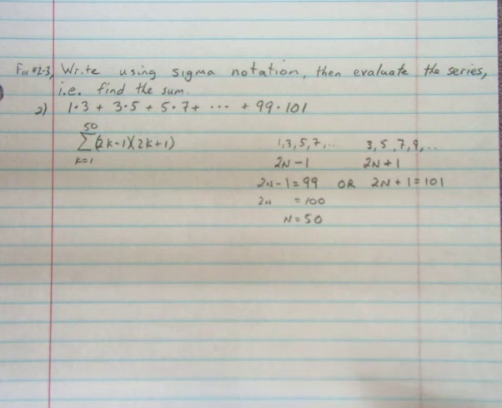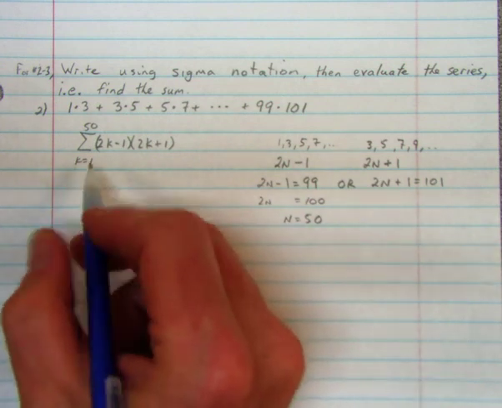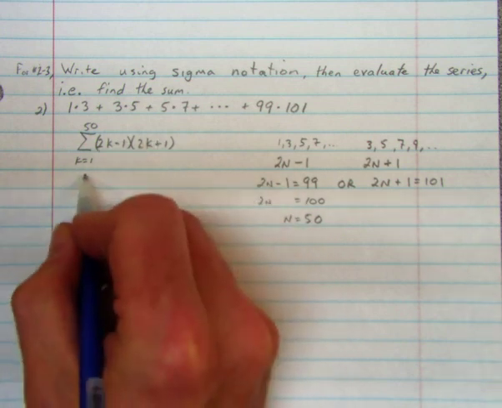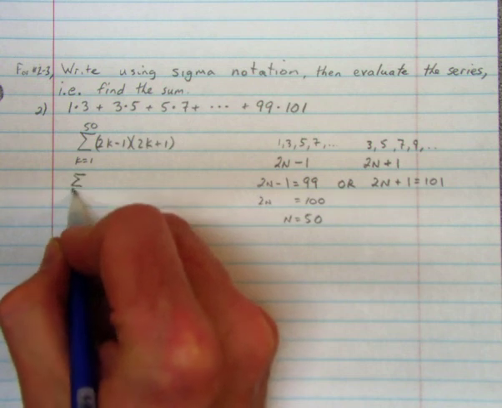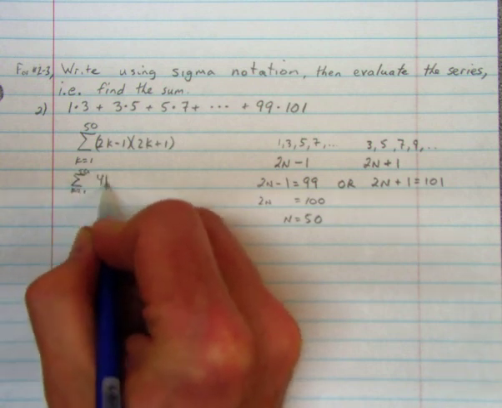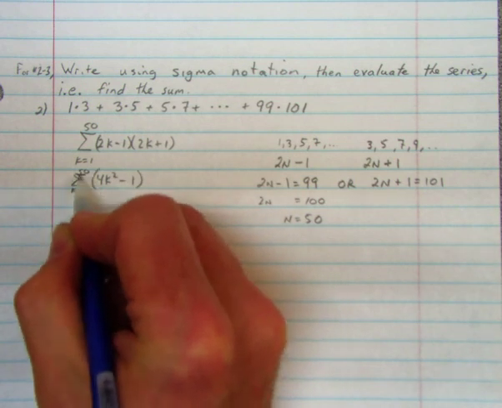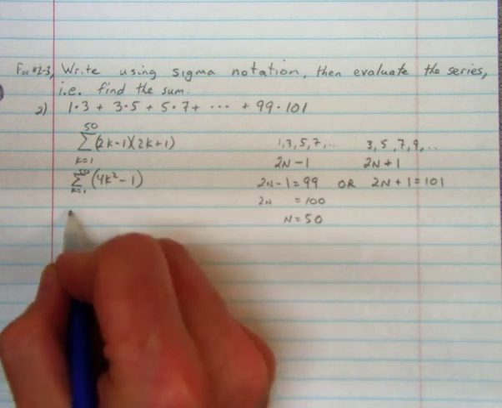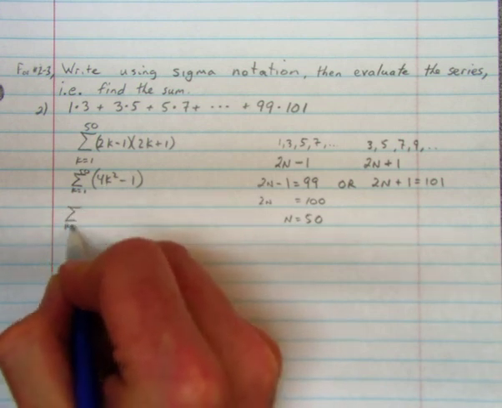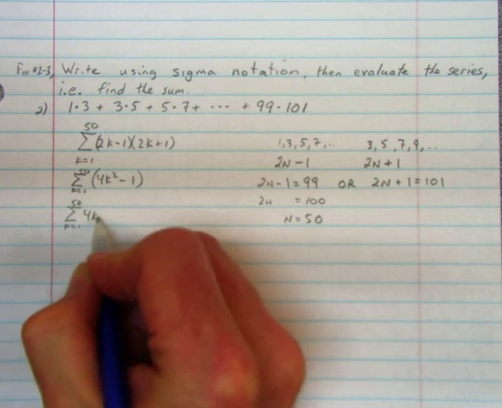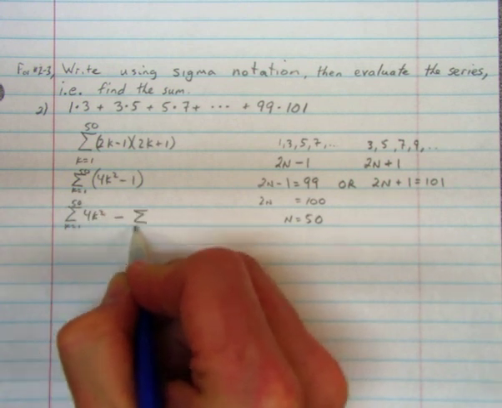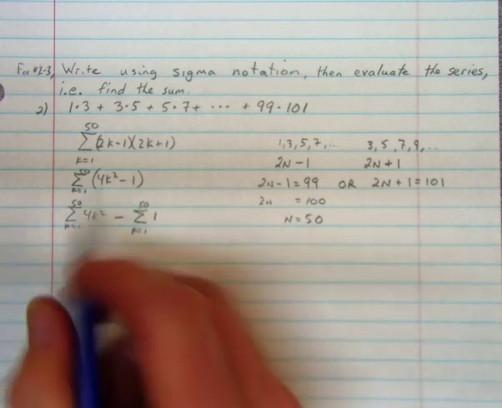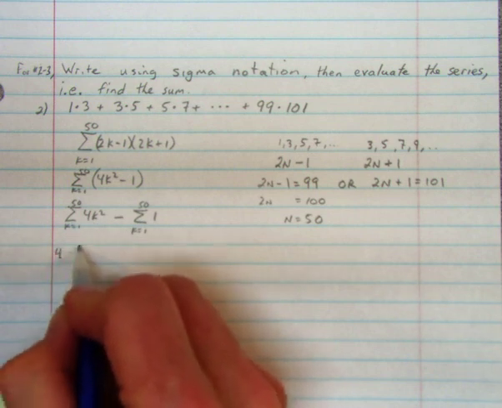Now, we're going to build on what we did last class, and that would be we're going to multiply this out. So we'll have the sum from k equals 1 to 50 of 4k squared minus 1, and we'll have that in parentheses. We will separate these into two different terms. The sum from k equals 1 to 50 of 4k squared minus the sum from k equals 1 to 50 of 1. Actually, let me finish this first part. We'll factor out the 4.